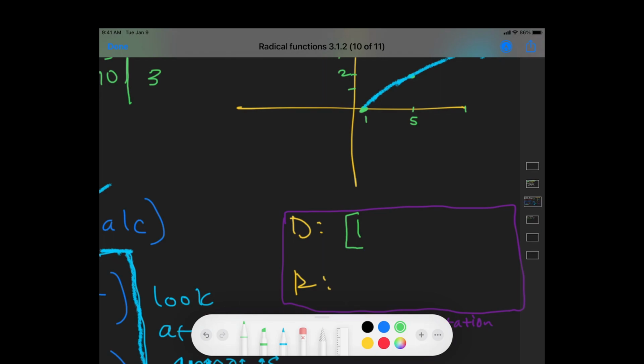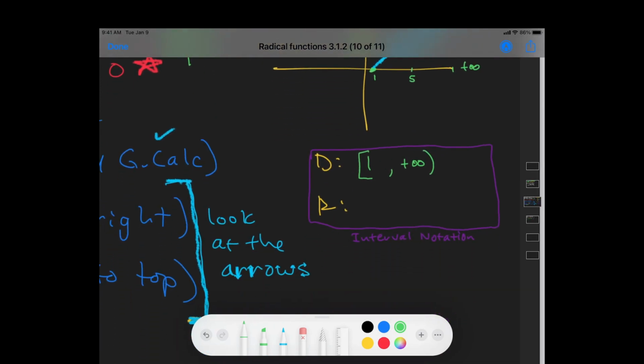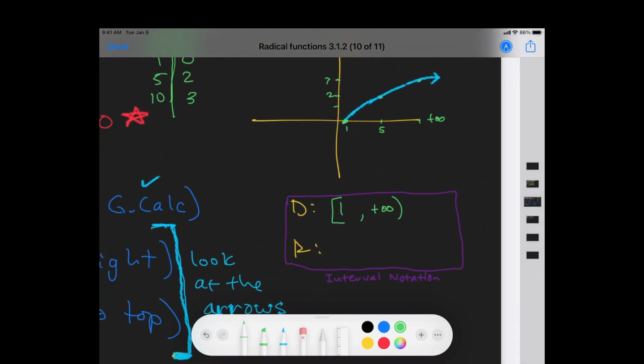Now, as I go towards the right, the last thing it touched there was an arrow. If it touches an arrow, it does not matter if the arrow is above or below the x-axis. In this case, this is positive infinity. So comma, positive infinity. So in the purple box, I wrote down below interval notation. So this is not an ordered pair. This is just saying where are all the x values.